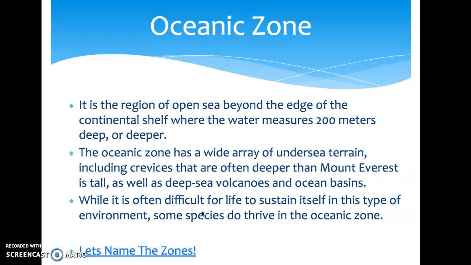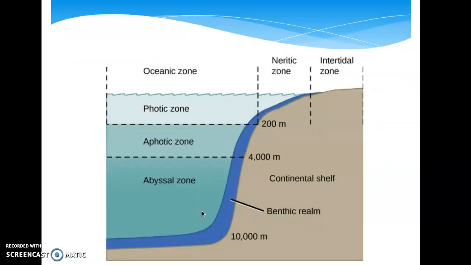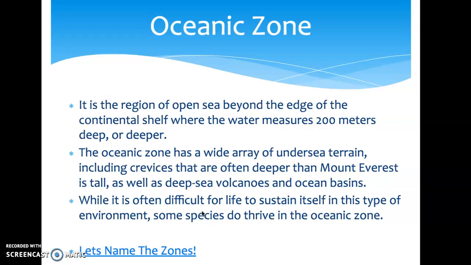The oceanic zone is the region of open sea beyond the edges of the continental shelf, where the water measures 200 meters deep or deeper. This is really deep. This is like either submarine deep or even further than a submarine can go.